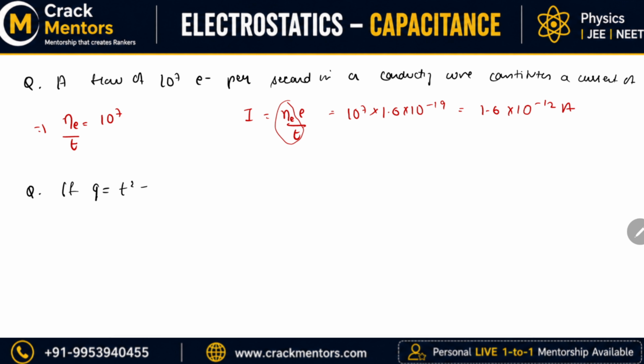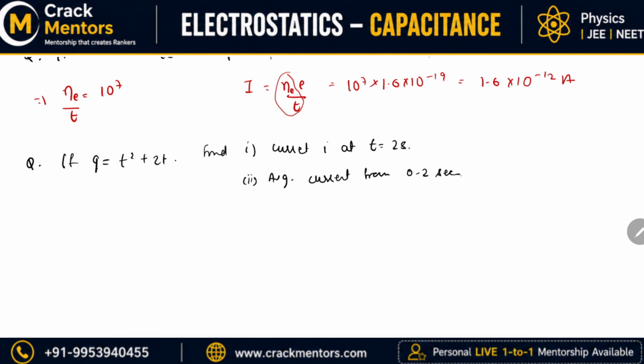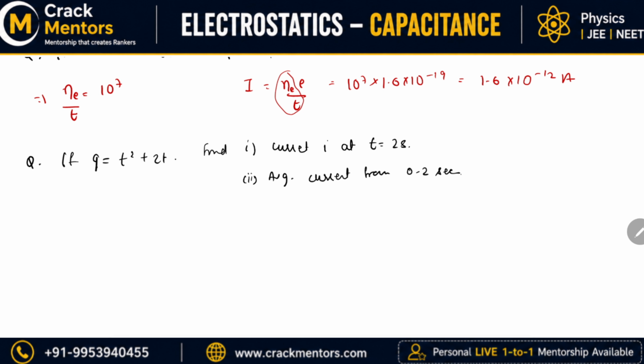Question says, if q is equal to t square plus 2t, find the value of current I at t is equal to 2 second. And second, you have to find the average current from 0 to 2 second. Just try this. If you read the question carefully, the question is asking for the instantaneous value, and this is asking the average value. You know the formula, just go ahead.